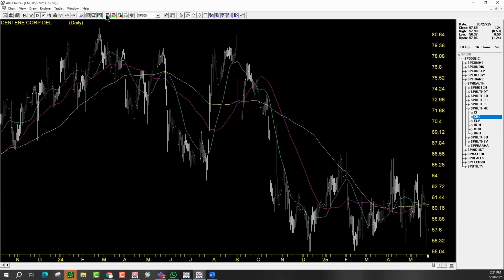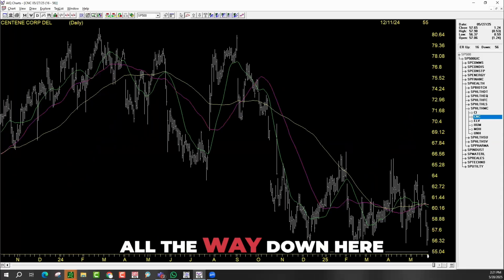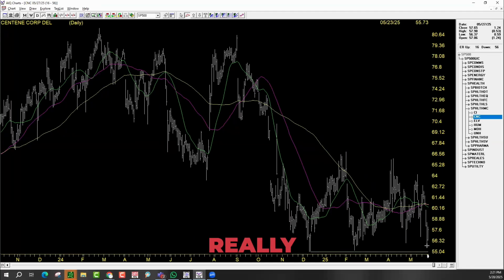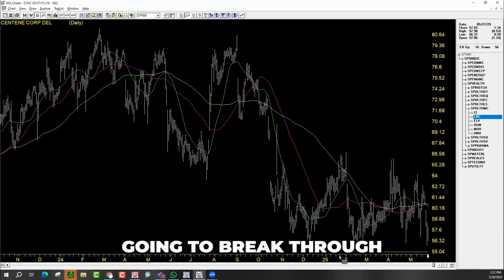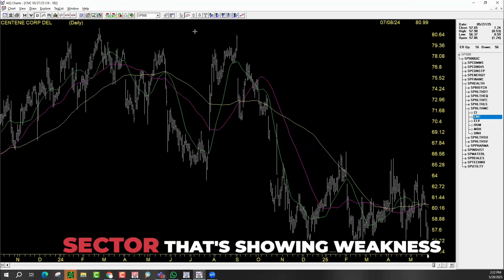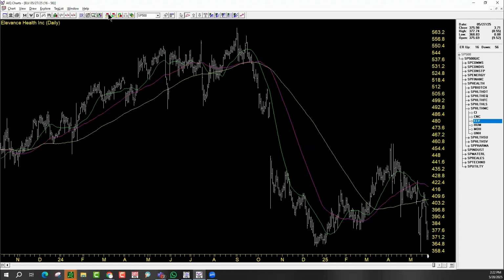Next stock is Centene Corp. This was similar to one we saw earlier. It's very much in a range, all the way down here. This is providing great support. I mean, really, would you try and go short, hoping it's going to break through where it bounced here, here, and here? Probably not. So it might be a candidate to go long, but you're in a sector that's showing weakness. Why go against the trend?